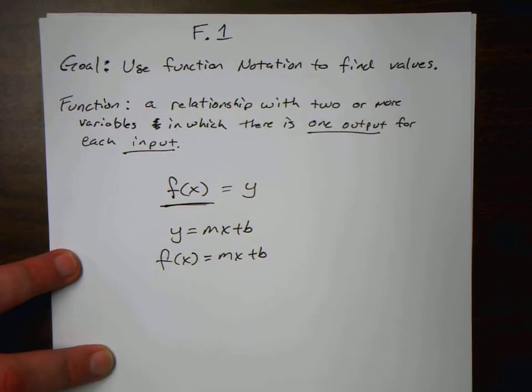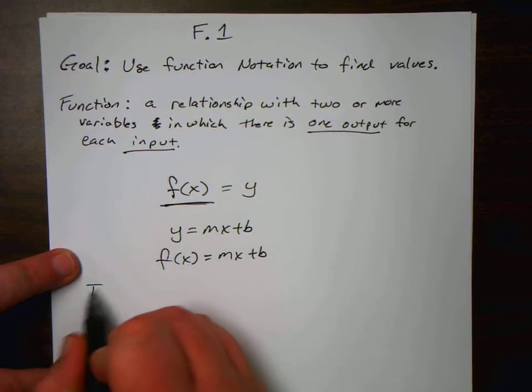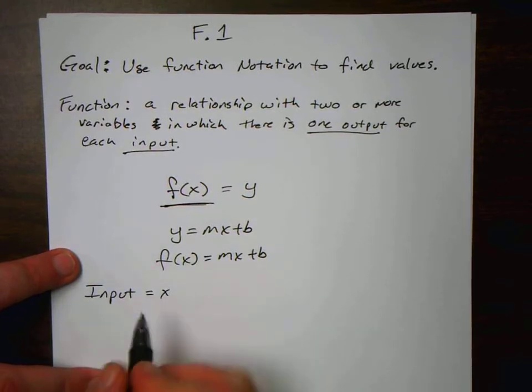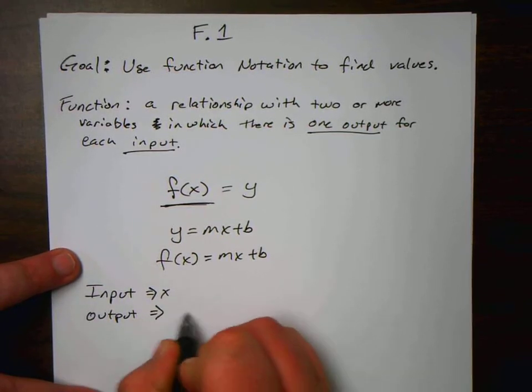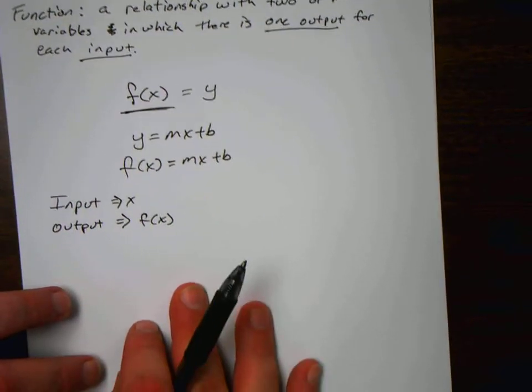And now let's see, what's my input variable? What am I going to be using as the input? The input here, that's x, right? So my input is x, and then my output is going to be f of x. So whatever goes in is going to be x, and whatever comes out is going to be f of x. And now we get to pick numbers that go in for x. So let's take a look at an example here.